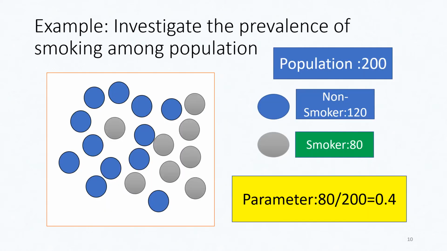For example, this study would like to investigate the prevalence of smoking among a population. This population has 200 respondents. Out of 200 respondents, 120 respondents are non-smokers and 80 respondents are smokers. So if we calculate the prevalence of smoking among this population, we call that a parameter. So it will be 40% of the respondents are smokers.